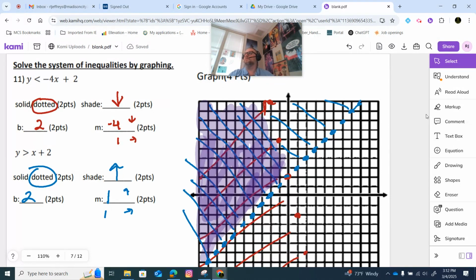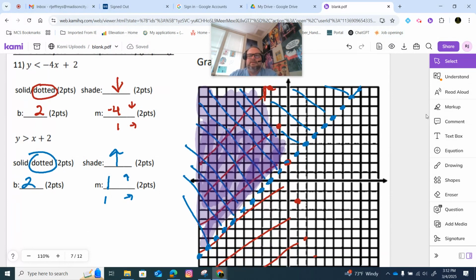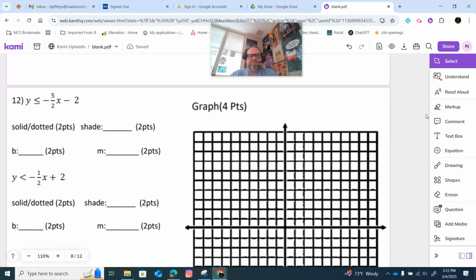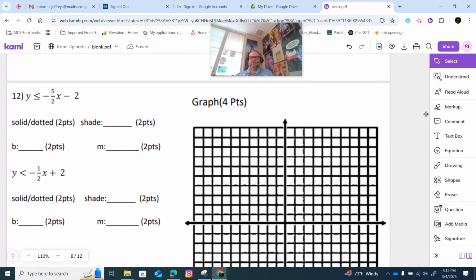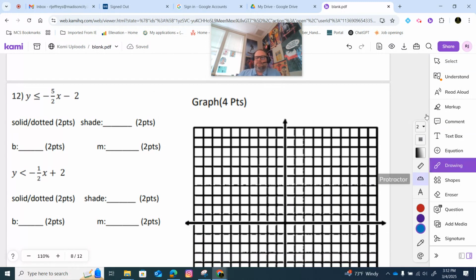All right. Is everybody good with number 11 now? All right. Moving to number 12. So this one is going to be solid because there's a line underneath it. All right. I'm going to shade down because it's not being eaten. My B is -1. My M is -5/2, which is down and to the right.